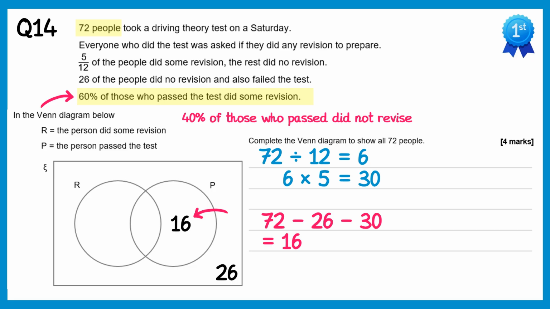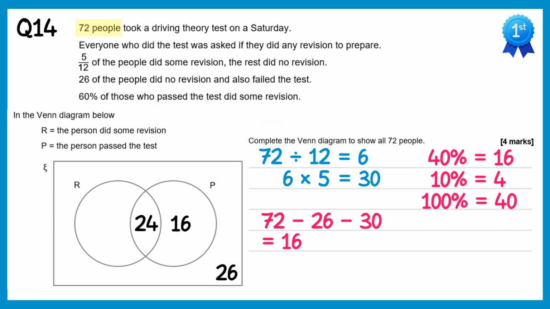So let's write that down. 40% equals 16. Now if you divide both sides of that by 4, you find that 10% equals 4. Then if you times both sides of that by 10, you get 100% equals 40. This means the whole of that pass circle must represent 40 people. Now we've already got 16 people in that pass circle, and if it needs to make 40, there must be 24 left. So we can put a 24 in the intersection of this Venn diagram here.